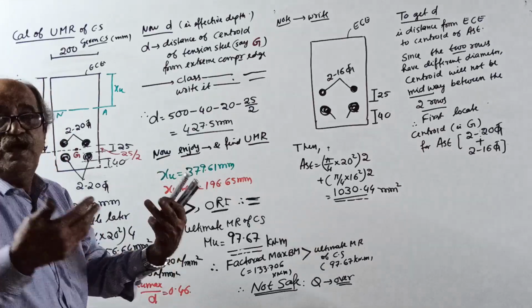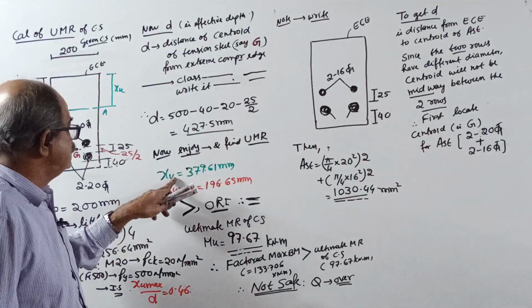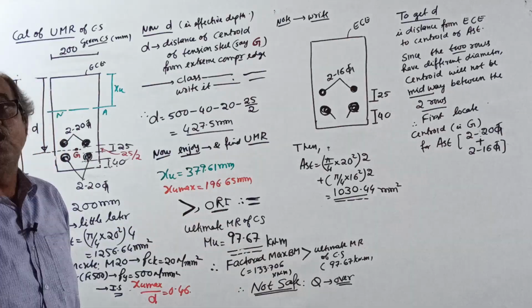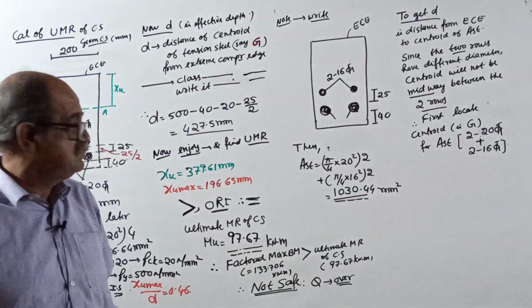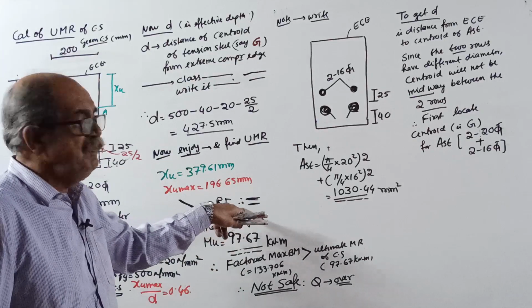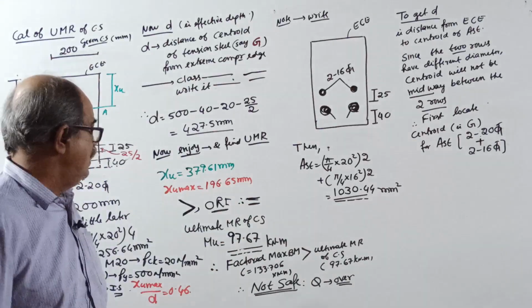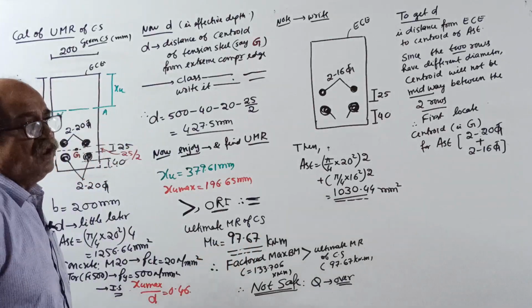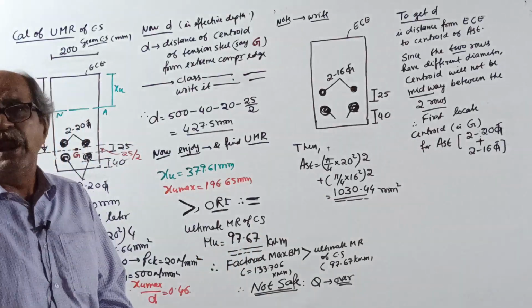Now, enjoy. Find XU, find XU maximum. More will come. Worry not. Over reinforced. Since more came, equal, that is all your problem. Ultimate MR will come 97.67 kilonewton meter. If you cannot do, don't attend any more classes.